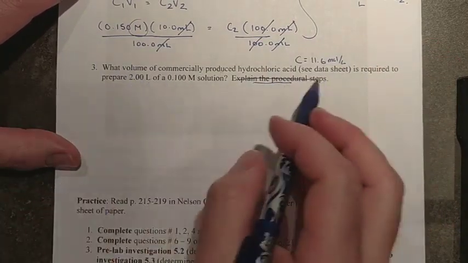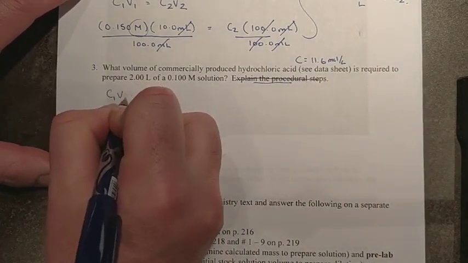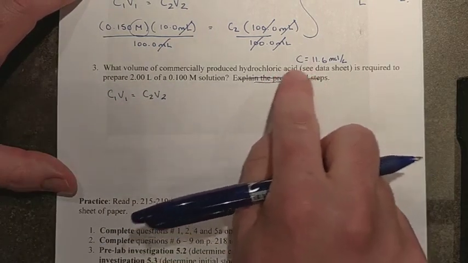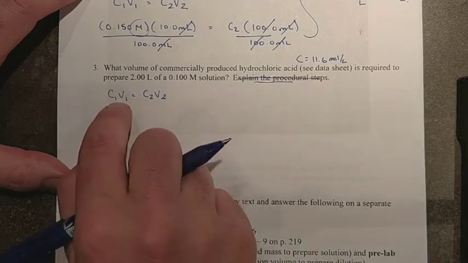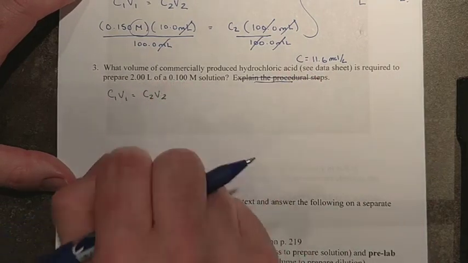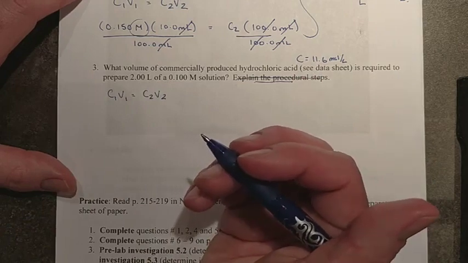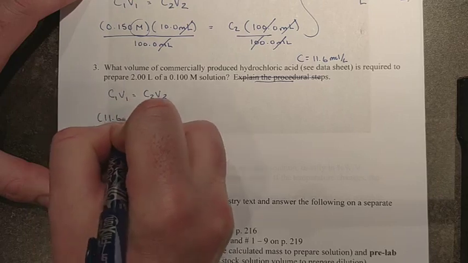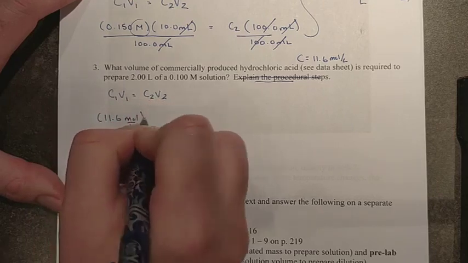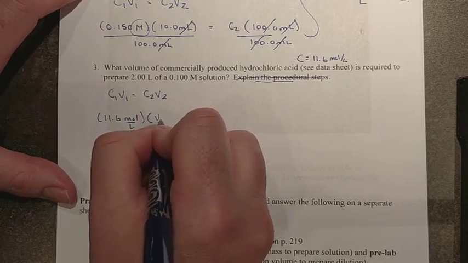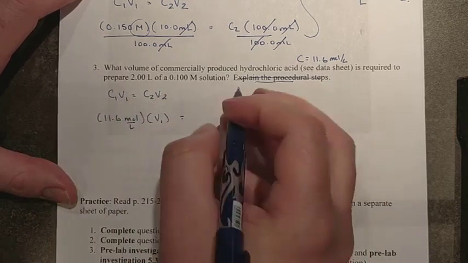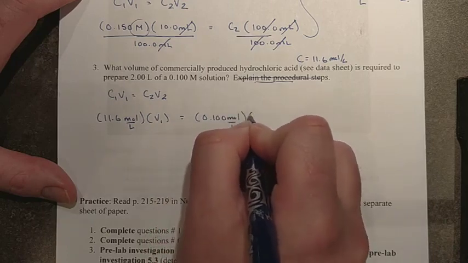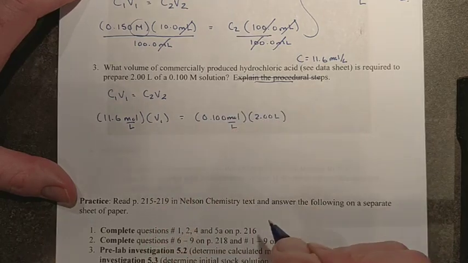All right, now we have our dilution. C1V1 is equal to C2V2. I would assume that our concentrated hydrochloric acid is the initial solution. Our dilution is the second solution. It doesn't matter if you do it in reverse, it'll all work out, but I have 11.6 moles per liter, and I'm looking for the volume necessary if I try to make a 0.100 mole per liter solution in a 2 liter volume.